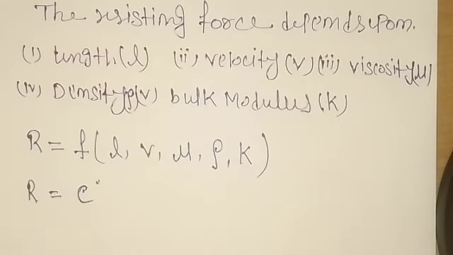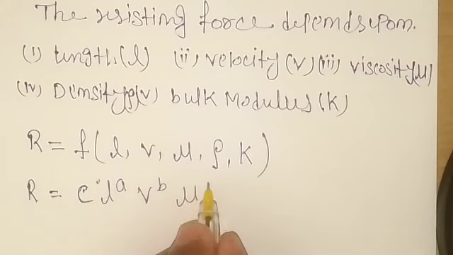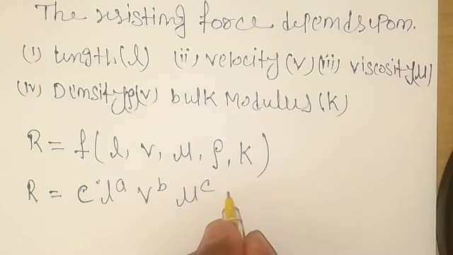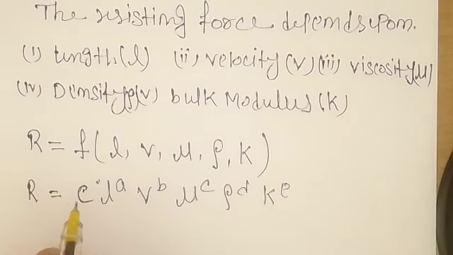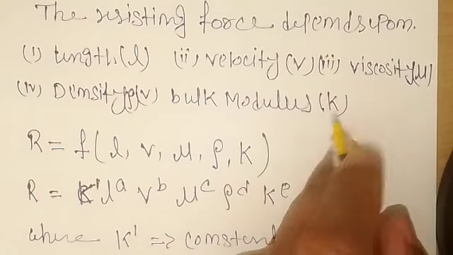So this is L to the power of a, and this is V to the power of b, all right, and mu to the power of c, and rho to the power of d, and K to the power of e. Or else again there is a conflict with c and c. So what I'll do is this constant K is nothing but K prime, right? So here I'm writing that K prime is a constant, all right. So that this K is the bulk modulus.